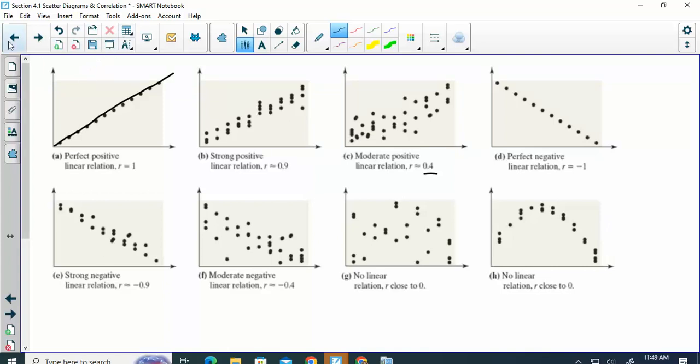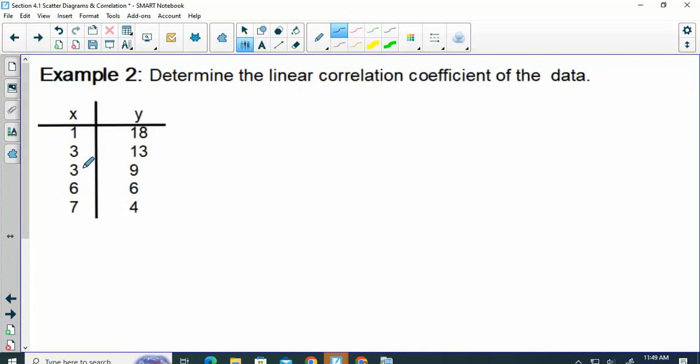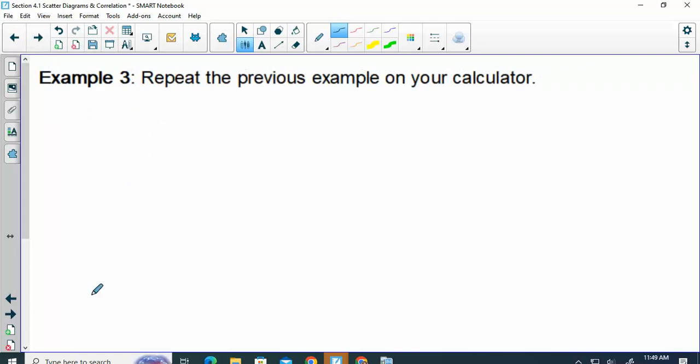So let's try one by hand, and then we'll do one on the calculator. I'm going to give us a small set of points to do by hand. Actually, let's do example 3 first because we already have this stuff in our calculator. We don't want to backtrack. Just like everything else, you have your books today, so I can show you. If you forget how to do something in your calculator, there are boxes that always show you what we're doing.